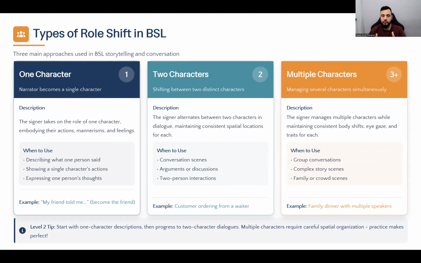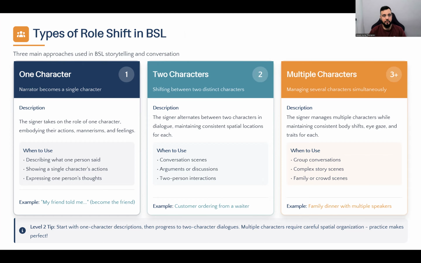A narrator might use one character. They might sign and then shift into one character, taking on their actions and their mannerisms. They might use the role shifts to describe that one person. They might show single characters' actions or expressions. So an example would be, my friend told me, and then you become that friend.